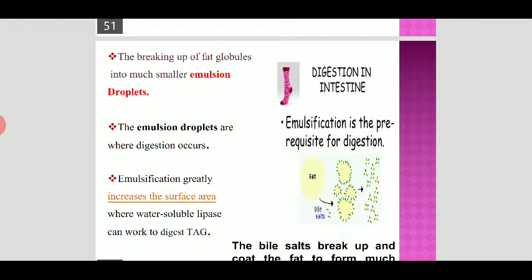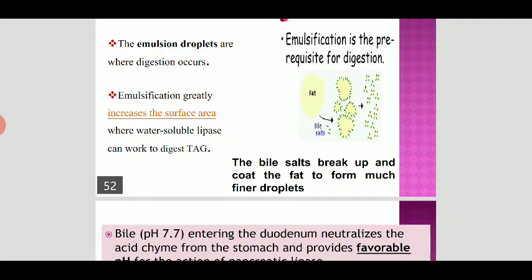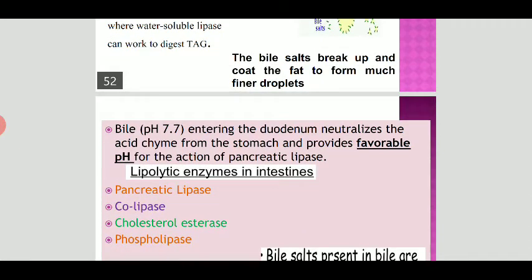Then the fat globules break up into much smaller emulsion droplets. The emulsion droplets are where digestion occurs, and emulsification greatly increases the surface area where water soluble lipase can work to digest TAG. The bile salts break up and coat the fat to form much finer droplets. So the role of emulsification is done by the bile juice. Bile, having a pH of 7.7, entering the duodenum, neutralizes the acid chyme from the stomach and provides a favorable pH for the action of pancreatic lipase.